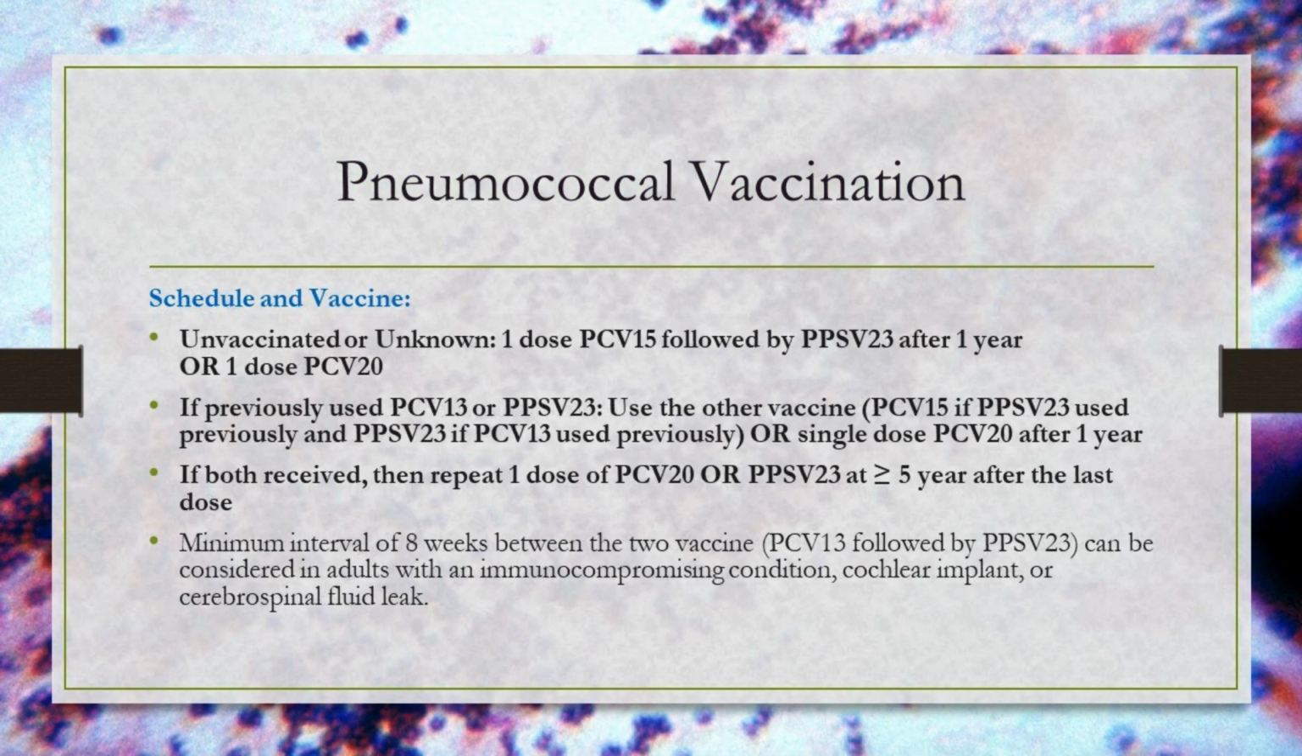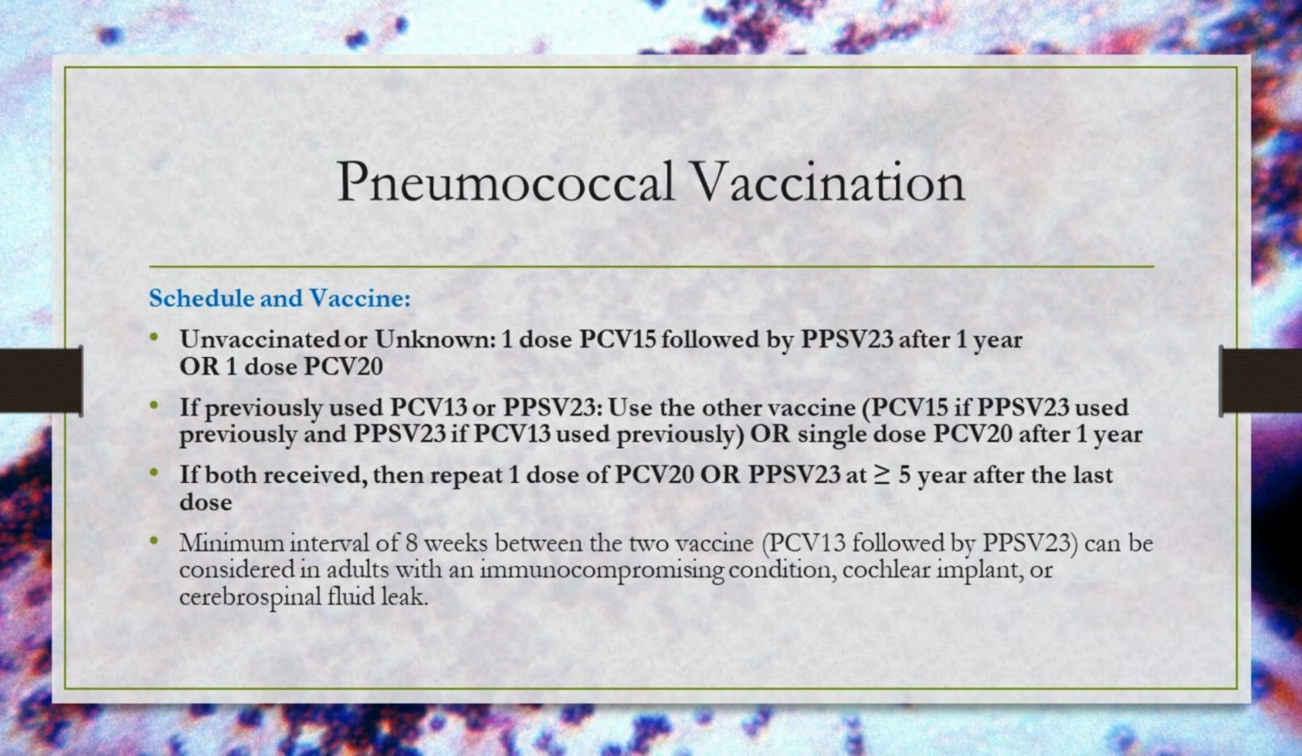Those patients who are unvaccinated or who have an unknown vaccination status are usually given two vaccines. The first one is PCV15, which is followed by PPSV23 after 1 year. Or there is a separate vaccine, that is PCV20. If it is given, then one dose is enough.